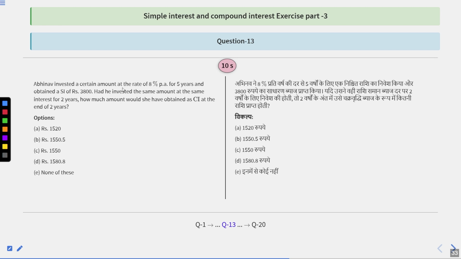Abhinav invested a certain amount at the rate of 8% per annum for 5 years and obtained a simple interest of rupees 3800. Had he invested the same amount at the same interest for 2 years, how much amount would he have obtained at compound interest at the end of 2 years? You have 5 options and 10 seconds to analyze the question. Your time starts now.